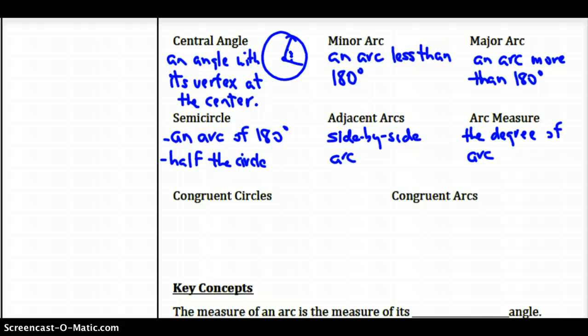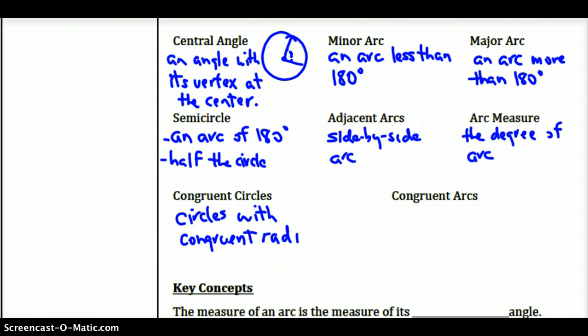Alrighty. Congruent circles. Well, if you think about it, triangles, we need three pieces to ensure congruency as a minimum. For a circle, we need one set of congruent pieces, and those are congruent radii. Circles with congruent radii. And remember, radii is plural for radius.